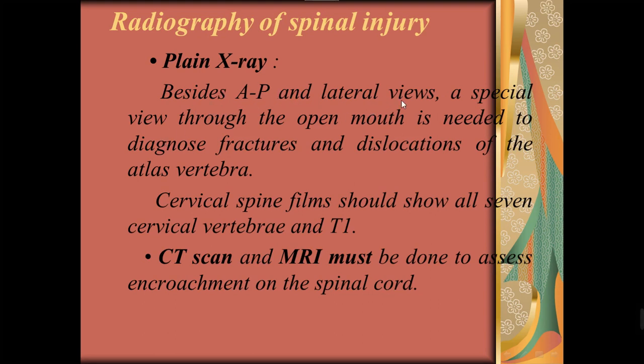Besides AP and lateral views, a special view through the open mouth is needed to diagnose fracture dislocation of the atlas vertebra, which is not shown by the AP and lateral views. A cervical spine film should show all 7 cervical vertebrae plus T1, the first thoracic vertebra. CT and MRI must be done to assess encroachment on the spinal cord. CT will show me the state of the bone, while the cord compression or nerve roots will be shown clearly by MRI.